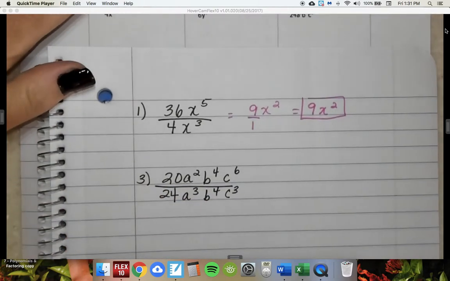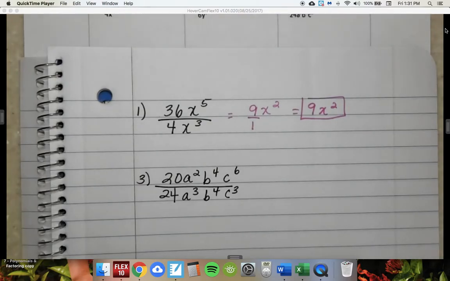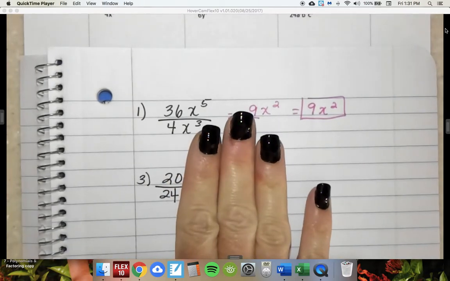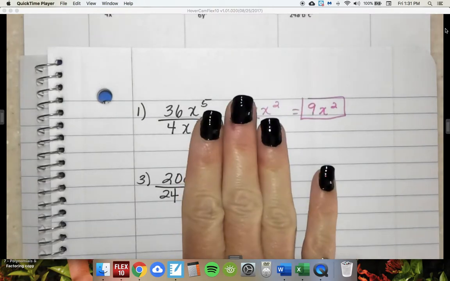Oh, goodness sakes. I always forget that you guys can't necessarily see what I can see. So 24, a cubed, b to the 4th, c cubed. That's in the denominator. I look at my coefficients first. Don't judge my fingernails. It's a quarantine. It's a global pandemic, people. I'm doing the best I can over here.